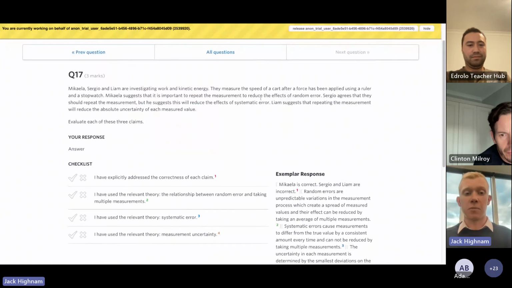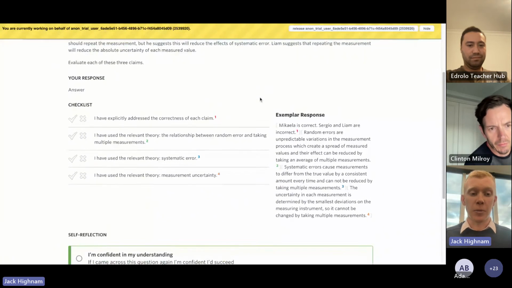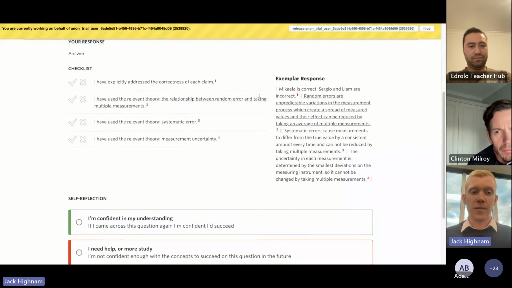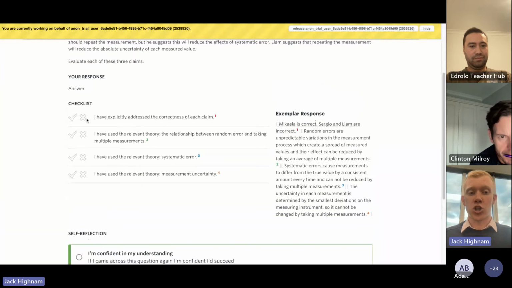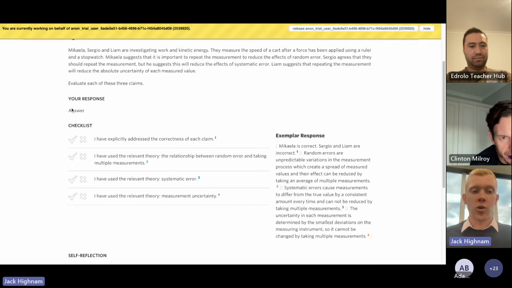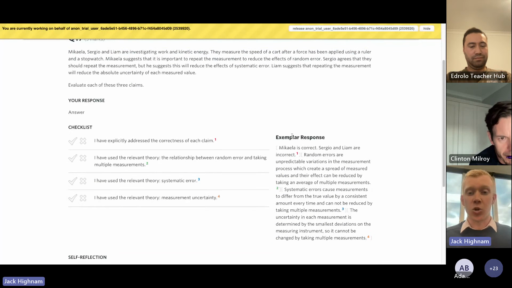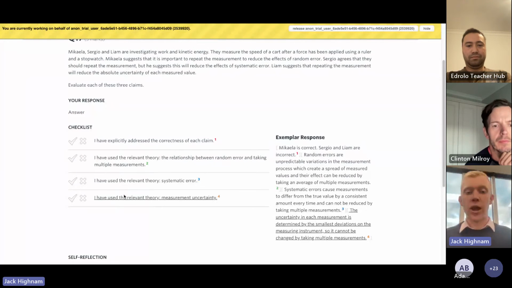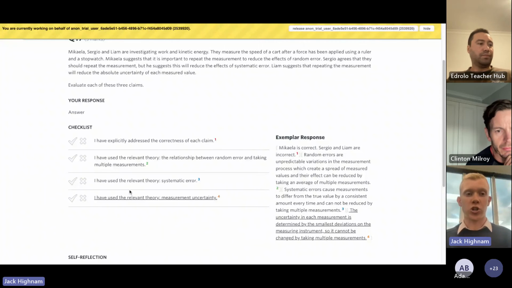As soon as I click submit as a student, I'm presented with a couple of things. The first thing is that we've got a checklist to engage with. As students answer the question, they can compare their own answer to the exemplar response. You can also mouse over these, where students can see where all the exact marks within the response to the question exist.